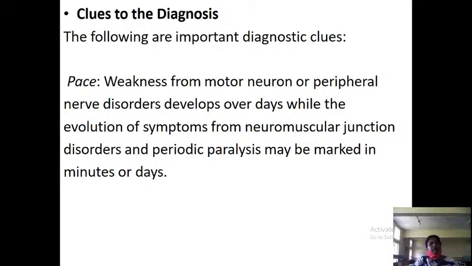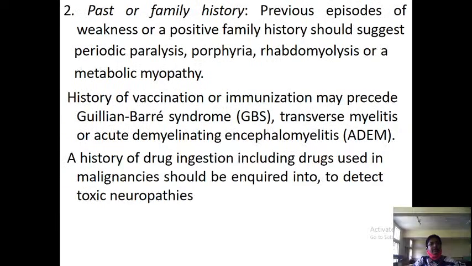So, depending on the weakness, whether it is from the motor neuron or the peripheral nerve, it depends on the evolution of symptoms or signs. Usually symptoms from the neuromuscular junction and the muscle will be acute, like periodic paralysis. It may be acute, at the level of the muscle, in a few minutes or days. Then family history, like I said, anybody else in the family, it could be familial periodic paralysis or porphyria or a metabolic myopathy. History of vaccination we have already told: GBS, polio, transverse myelitis, any drug ingestion.